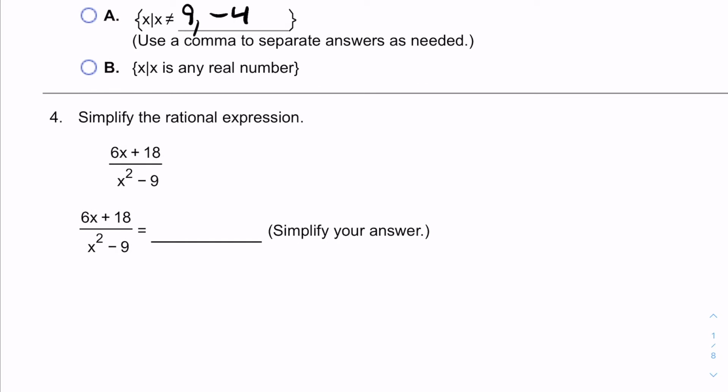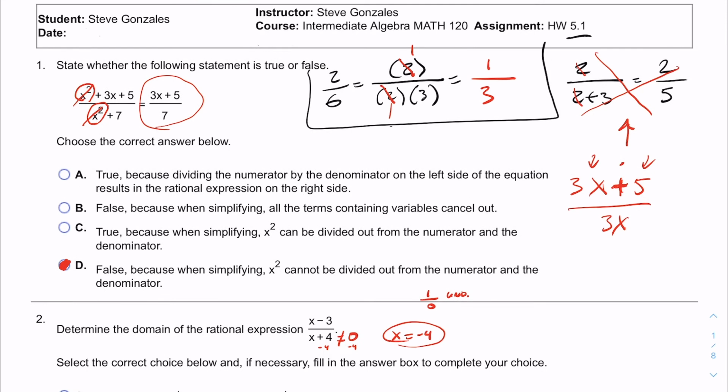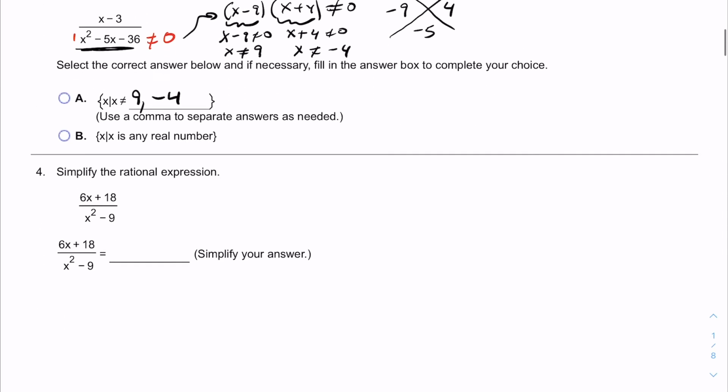Simplify the rational expression. So just like I was showing how to simplify this, here's where I did it legally. That's what we want to do. And how do you simplify a fraction or a rational expression? You factor it and then look for common factors to reduce. So we're going to need to factor the numerator. I can factor out a greatest common factor of 6. That gives me x plus 3.